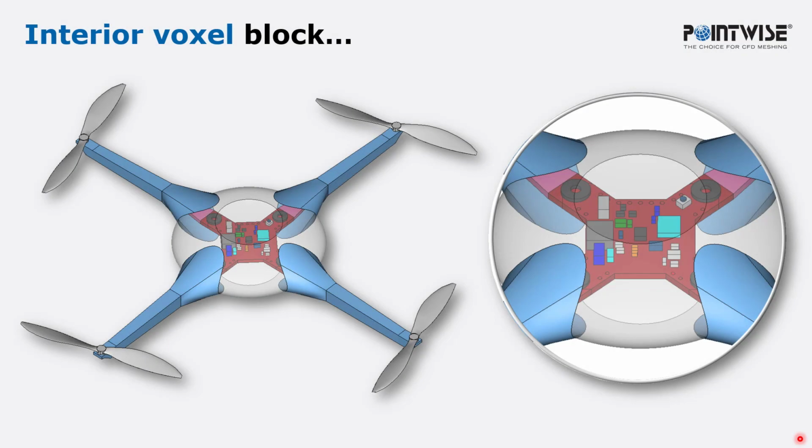Let's go ahead and take a look at the geometry we're going to be working with today. As you can see, I have a quadcopter, and in particular we're going to be looking inside the quadcopter. We have in there a motherboard with some of the electronics that will make this quadcopter move. In this particular video, I'm going to show you how you can create a voxel mesh in that space in between the main central body of the quadcopter and the motherboard.